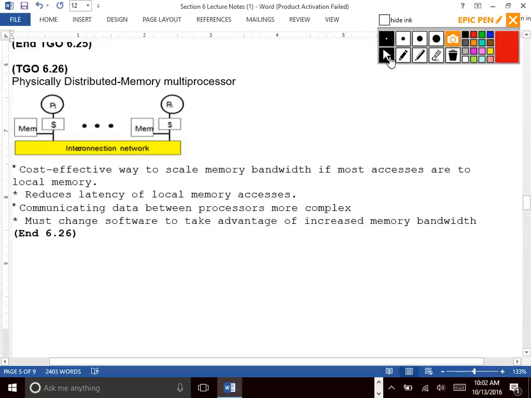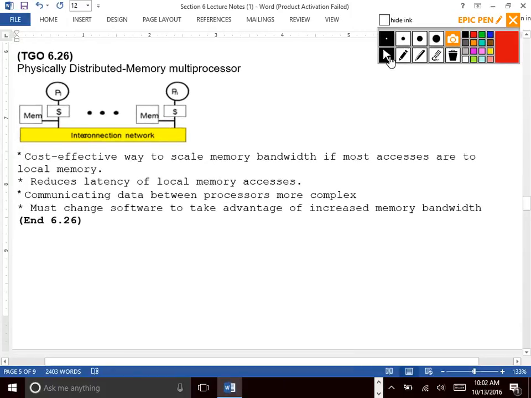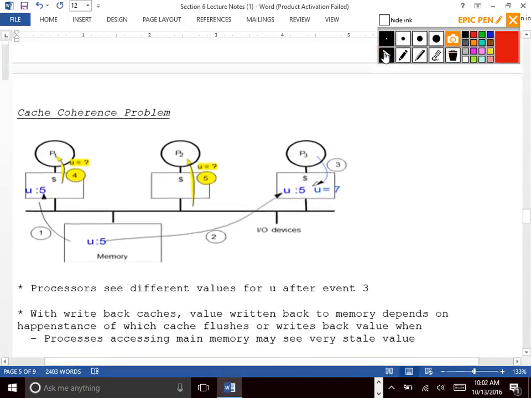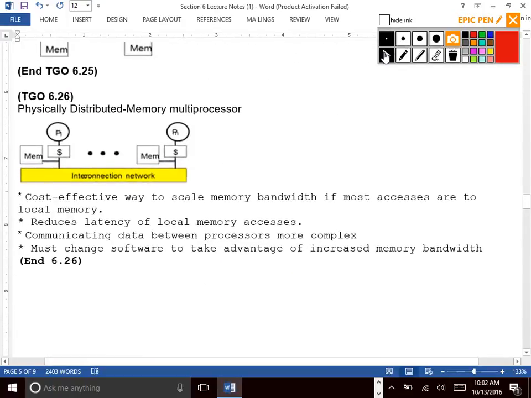Does anybody have any questions? Yes. What exactly is the interconnection network? Okay, so the interconnect. Very good question. I believe that the next one is directory and snooping. Yep. I'm about to answer that question in a tremendous amount of detail. Any other questions?